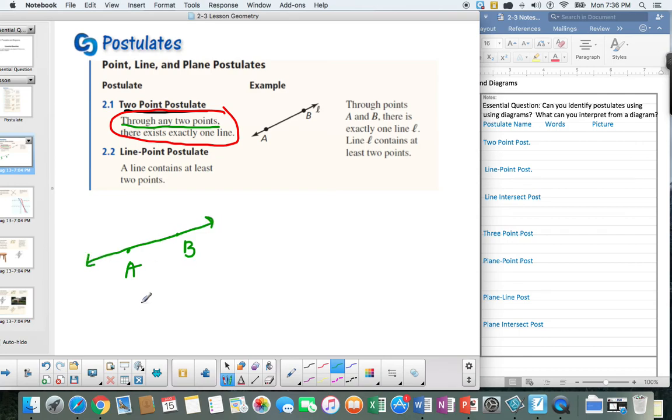In other words, this is ridiculous what I'm about to write, but there's no way you can draw another line through those 2 points, because that's what would happen, something crooked. So that doesn't make sense.